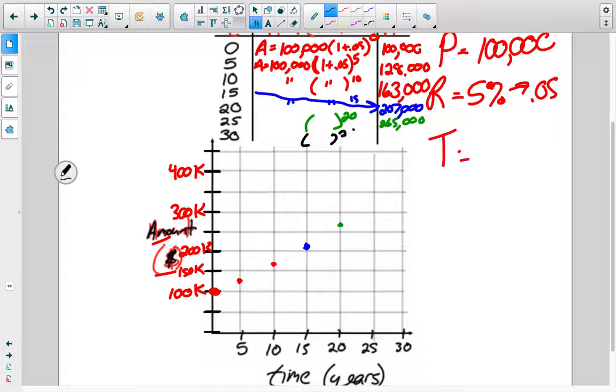25 would be 338. And then at 30 years, you'd be at $432,000.